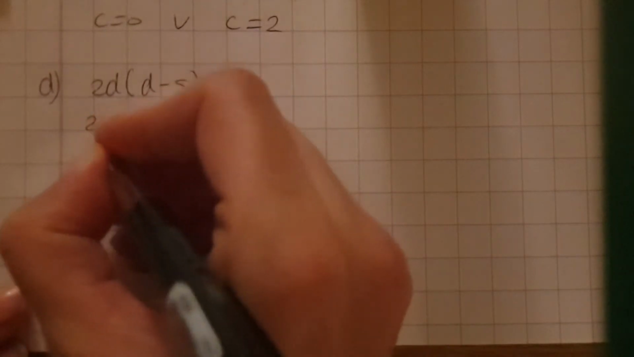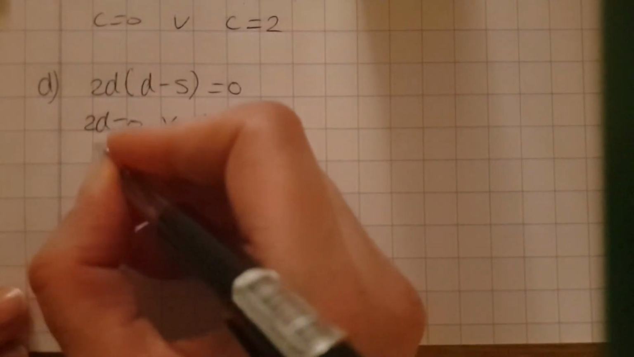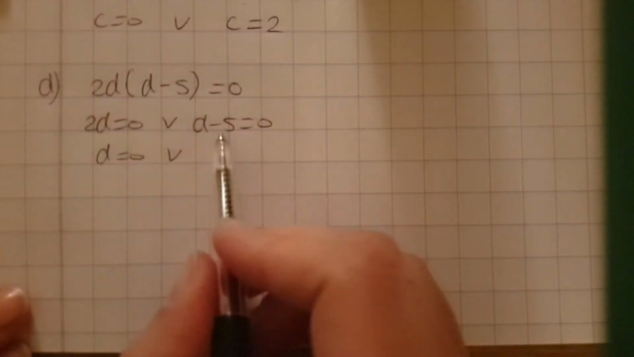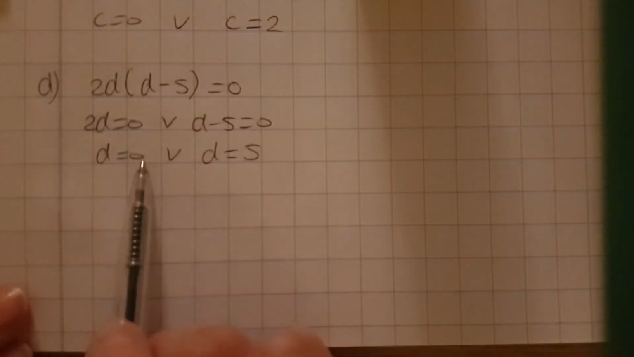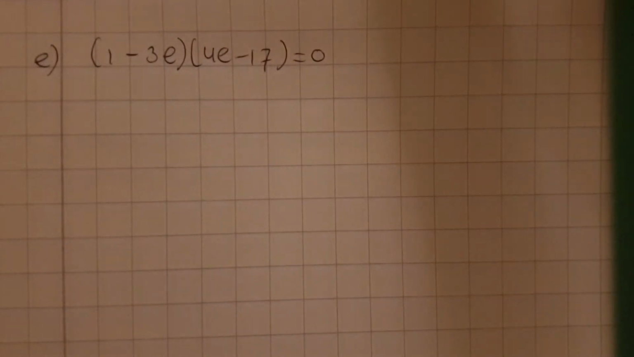So 2d is 0 and d minus 5 is 0. Divided by 2 on this side, divided by 2 on that side. D is 0. Plus 5 on this side, plus 5 on that side. D is 5. So two solutions, D is 0 and D is 5. Exercise E is double brackets, first 1 minus 3e and then 4e minus 17. Now the double brackets are already here, so the factorizing is already done and it's also reduced to 0, which is really nice because then I don't have to do the factorizing part anymore. I can go to solving immediately.